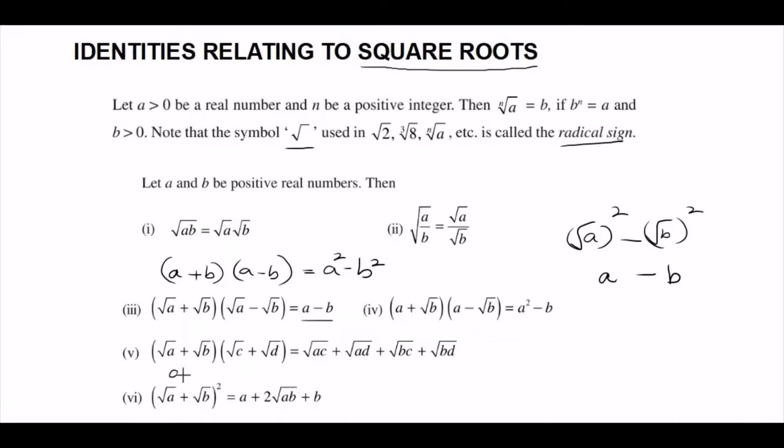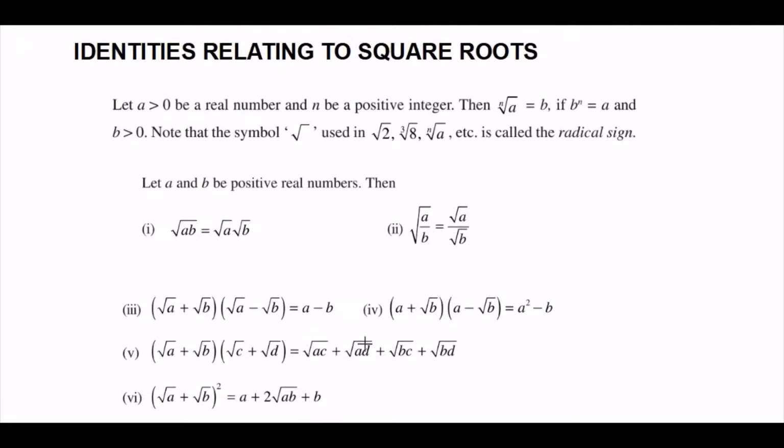Now the last one is similar to a plus b whole square. You know a plus b whole square is a square plus 2ab plus b square. When you look at this, in place of a you have root a and in place of b you have root b. So a square, that is root a into root a, is a, plus 2ab, that is 2 into root a into root b, which is 2 root ab, plus b square, that is root b square, so b. So these are the identities relating to square roots. Now let's see some examples using these identities.